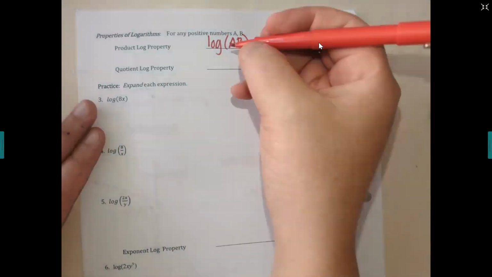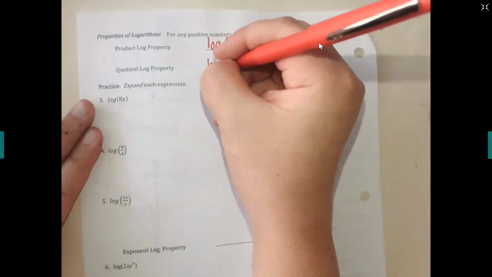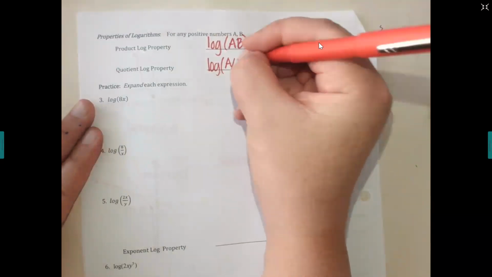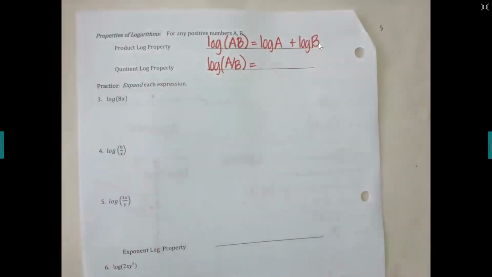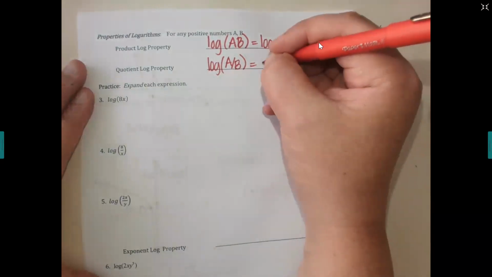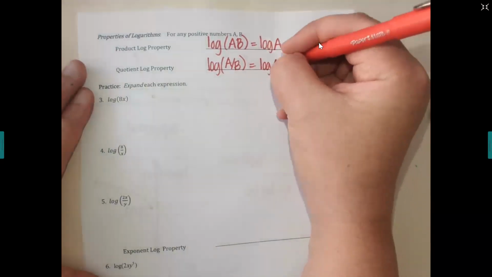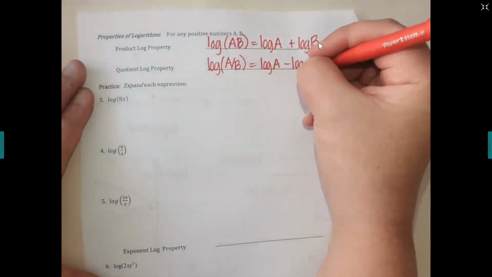The second property is for division. So put log A divided by B. Okay, now let's logically take a guess. If multiplied things split with addition into their own logs, what do you guess divided things will split using? Subtraction is correct. So I'm going to do log A on top minus log B.